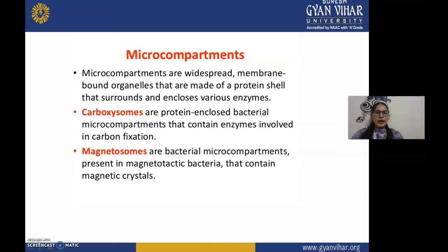So, microcompartments are widespread membrane-bound organelles that are made of a protein shell that surrounds and encloses various enzymes. And next we have carboxysomes. So, carboxysomes are protein-enclosed bacterial microcompartments that contain the enzymes involved in carbon fixation. Now, then we have magnetosomes. So, magnetosomes are bacterial microcompartments which are present in magnetotactic bacteria that contain magnetic crystals.